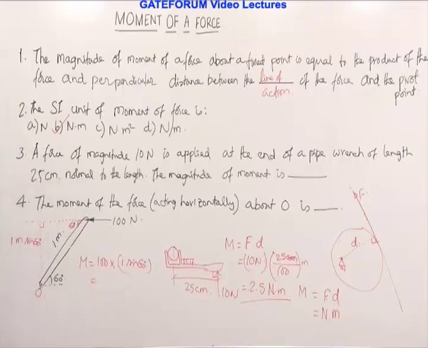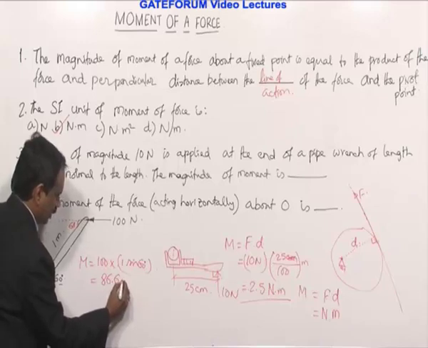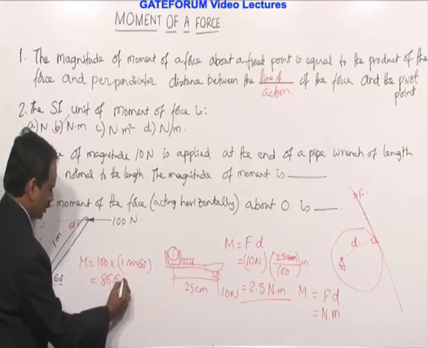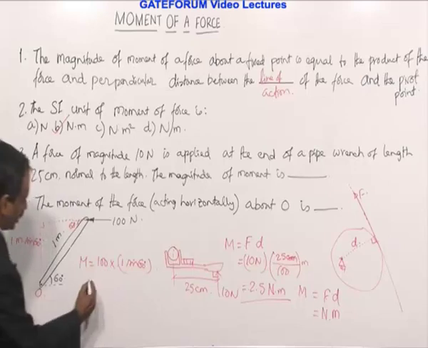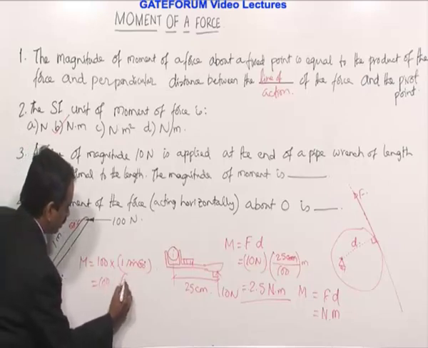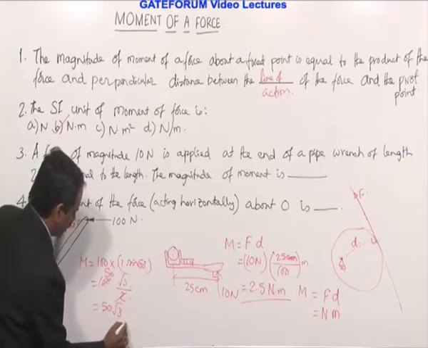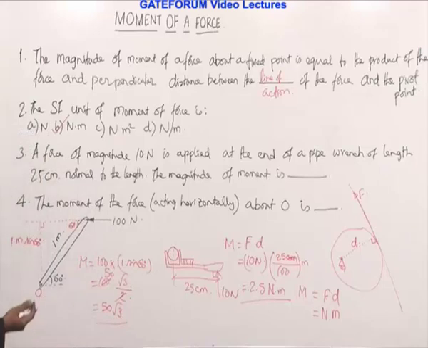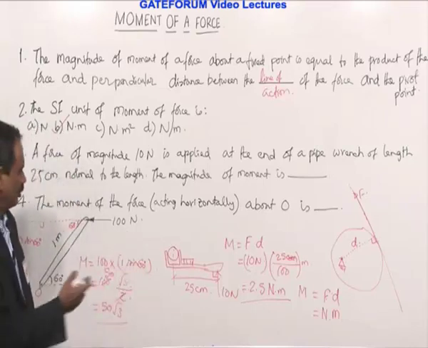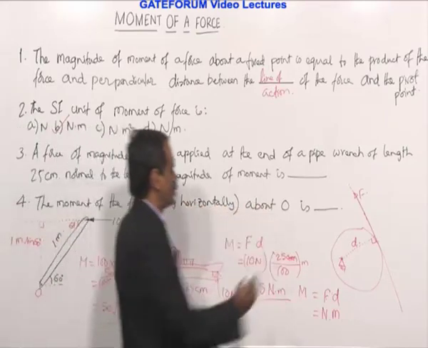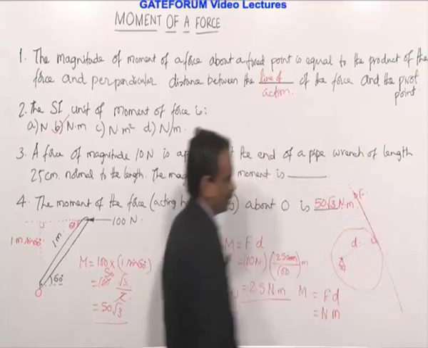And sine 60, when you perform this, it will be 86.6 Newton, or it will be what? Root 3 by 2, right? This will be root 3 by 2, sine 60, 50. So this will be 50 root 3. You can evaluate. I think it will come somewhere around 86.6 Newton or so. You can check it. So you can write this value here, 50 root 3 Newton meter.